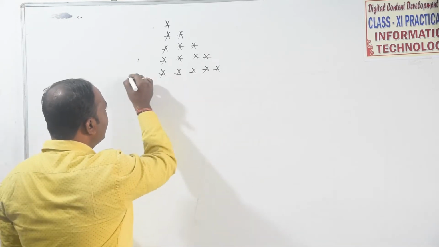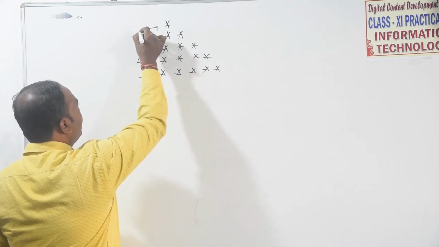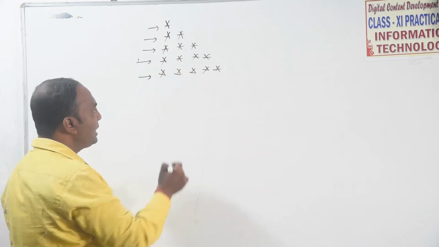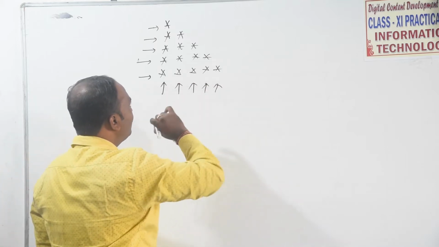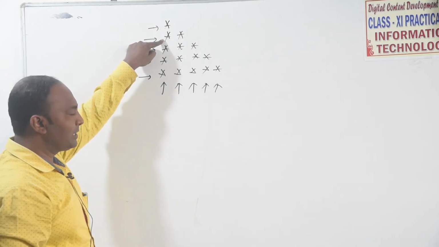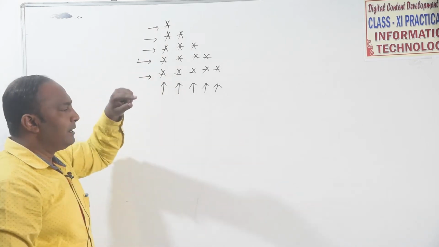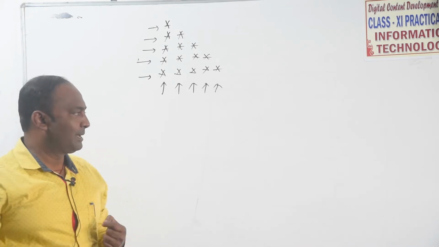For example, these are known as the rows. You know that these are the rows. How many rows are there? There are 5 rows. Now, how many columns are there? There are 5 columns. So, in the first row, you have to print 1 star. In the second row, you have to print 2 stars. Then 3, 4, 5. As the number of rows increases, the number of stars in the pattern increases.